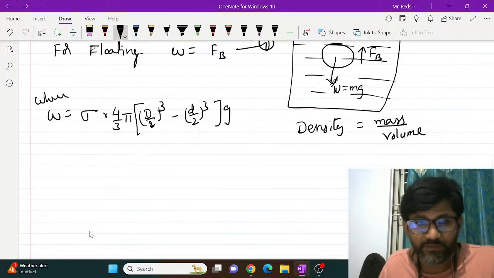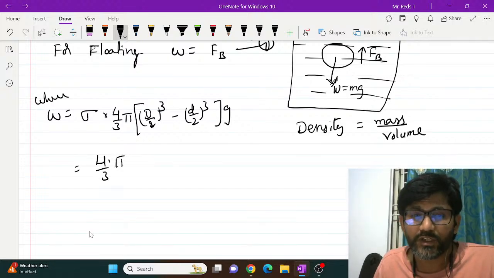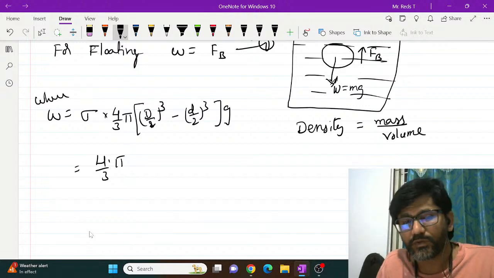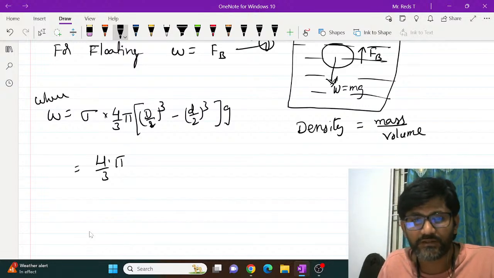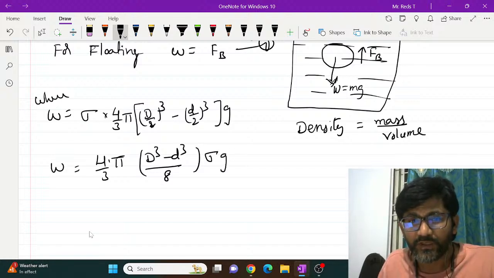On simplifying further, you can write 4 by 3 pi into d by 2 whole cube, which is capital D cube by 8, and small d by 2 whole cube is small d cube by 8. 8 is common. You can then write capital D cube minus small d cube by 8 into sigma into g. Here sigma into g, that is w.